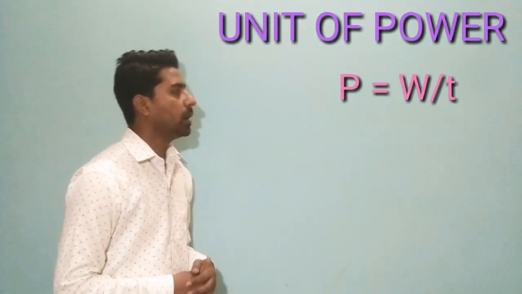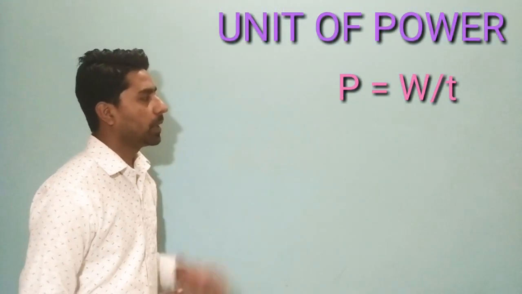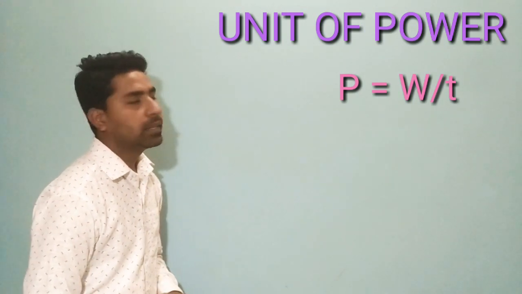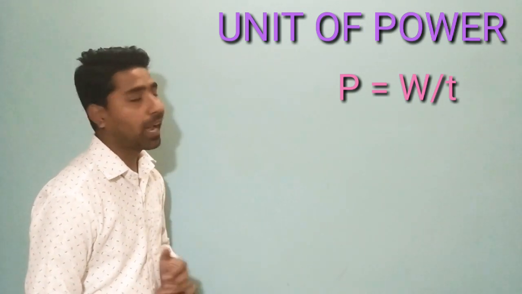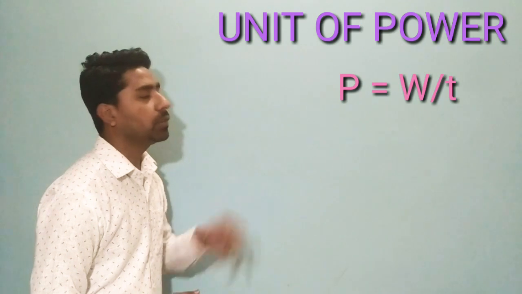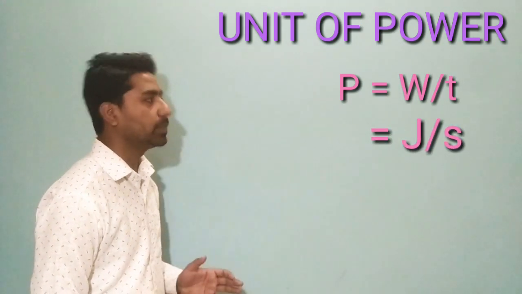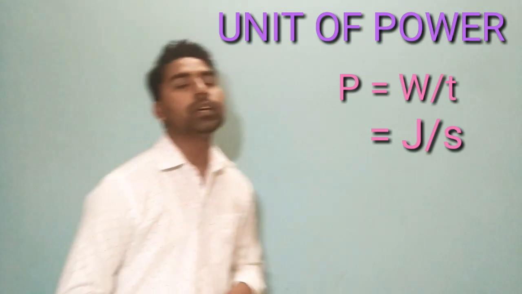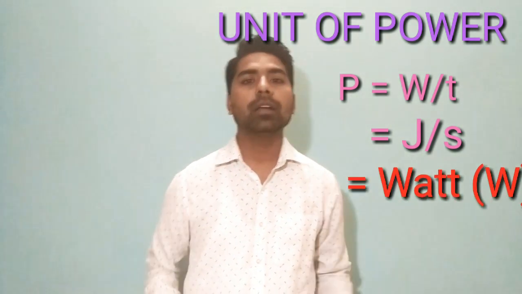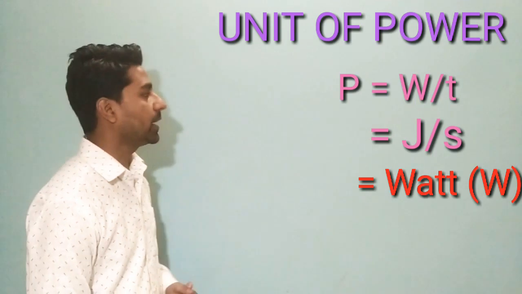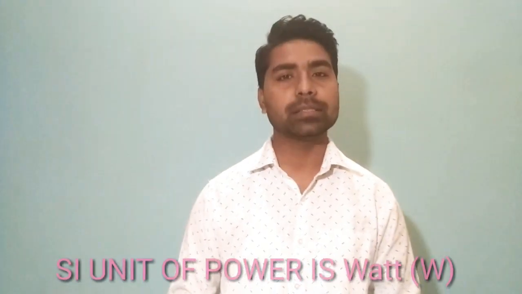Now let's talk about the units in the CGS system and in the SI system. So first of all, see the expression power is equal to work upon time, means the unit of power will be the ratio of unit of work and the unit of time. So unit of work is joule and unit of time is second in SI system. So its unit becomes joule per second or watt. Simply you can say the SI unit of power is watt.